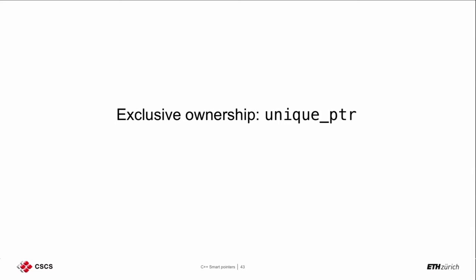As I said, there are 2 different ownership semantics that are provided by smart pointers. Shared pointers and weak pointers provide you a shared ownership semantics, which means that you can have more than one shared pointer and more than one weak pointer that point to the same memory resource. And this is a shared ownership semantics. And then you have the exclusive ownership case, which is instead implemented by unique pointers.